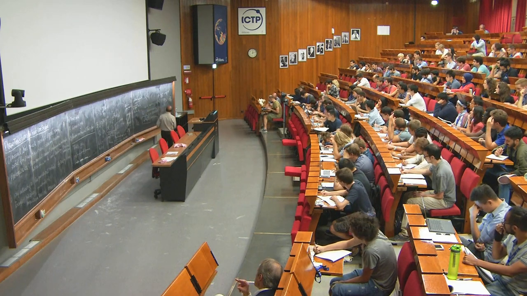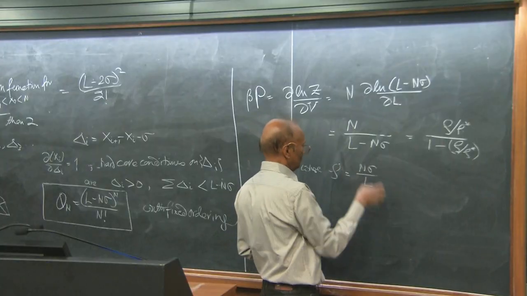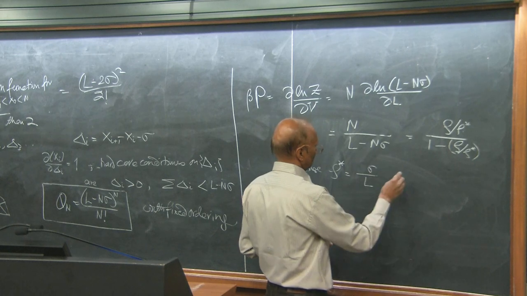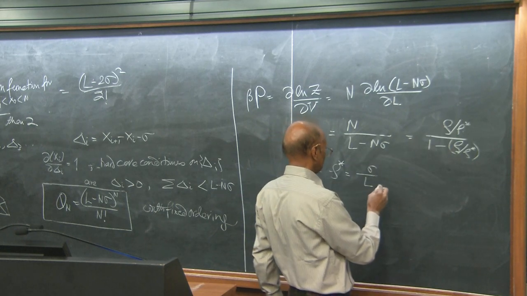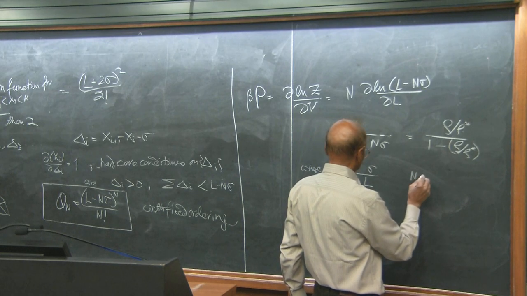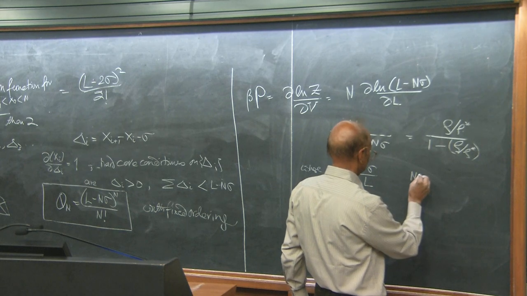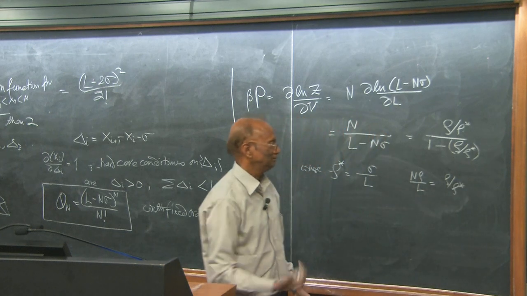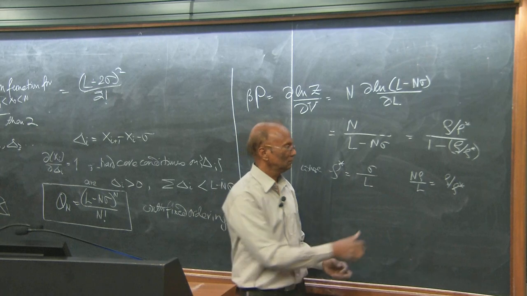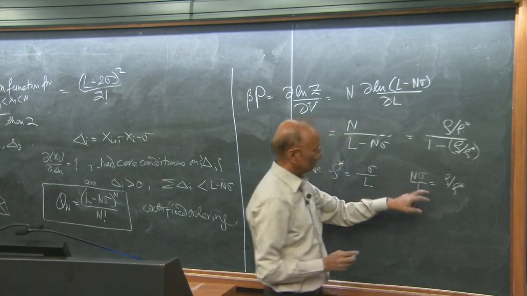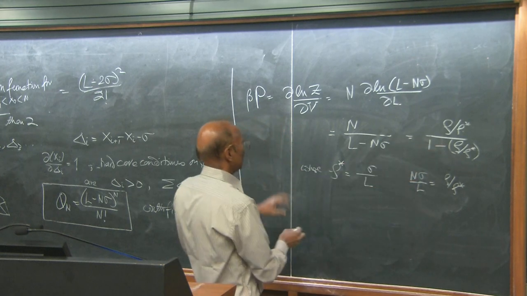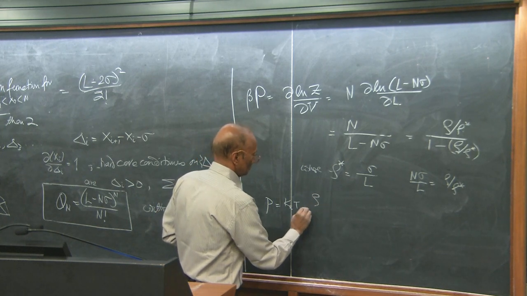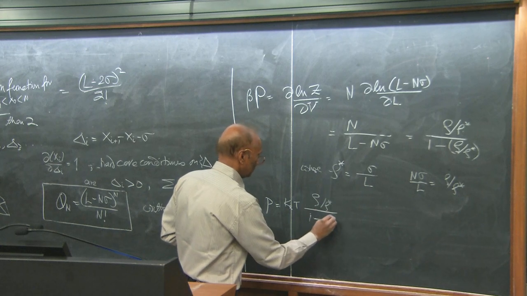Or rather, rho star is equal to sigma by L, and rho by rho star becomes N sigma by L. That is the scaled density. Okay, it's proportional to N, N sigma by L, that was the problem. Okay, so the pressure, P is equal to k_B T rho divided by rho star over 1 minus rho by rho star.